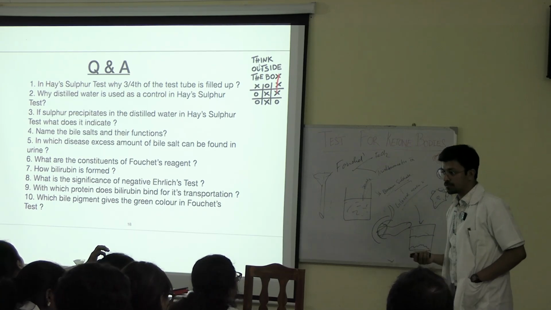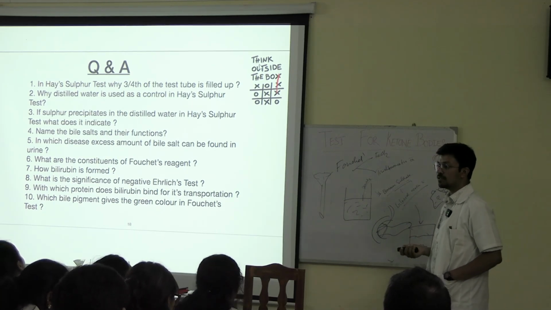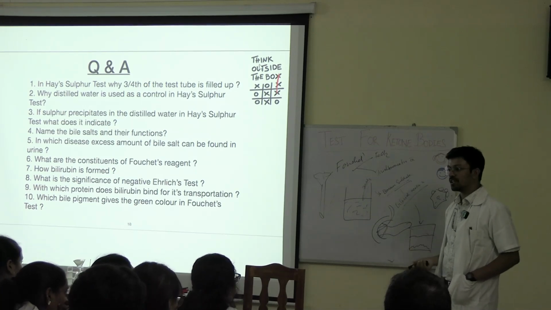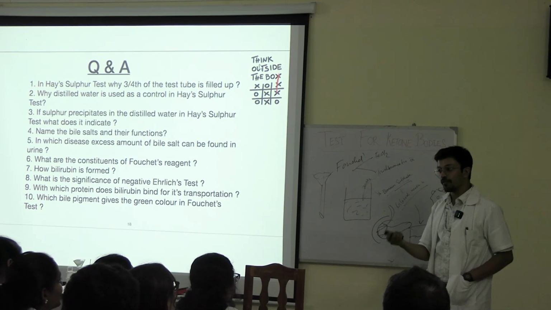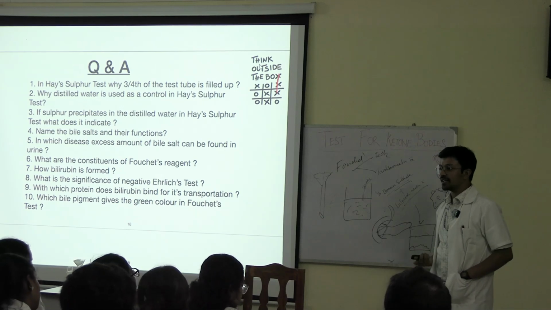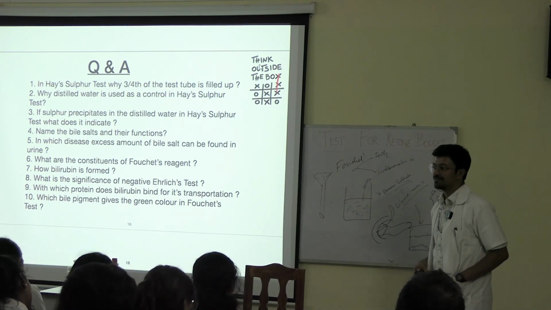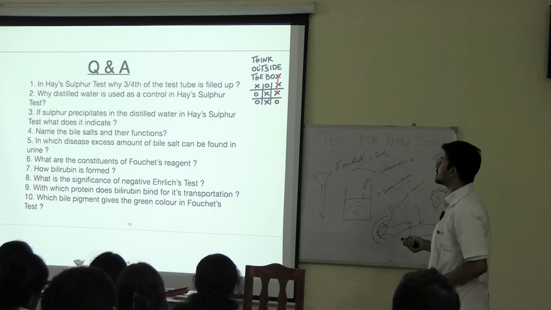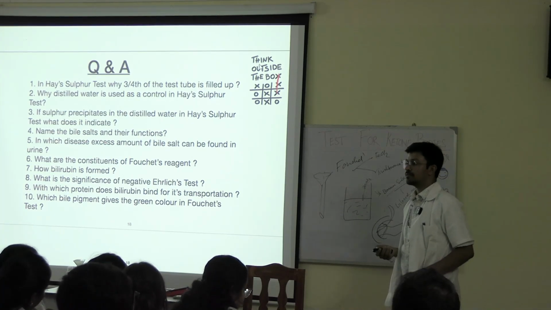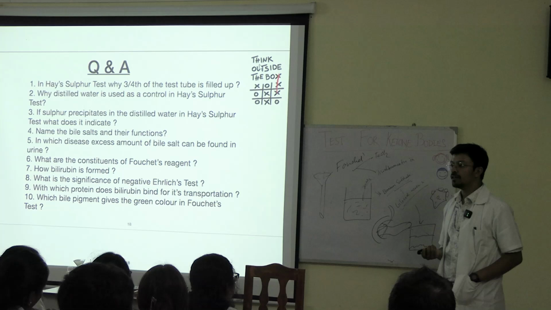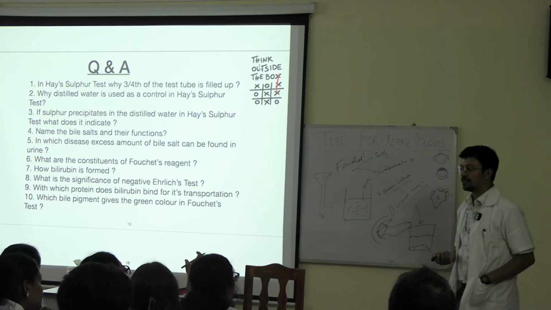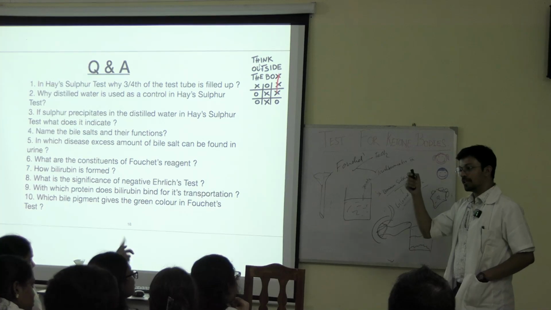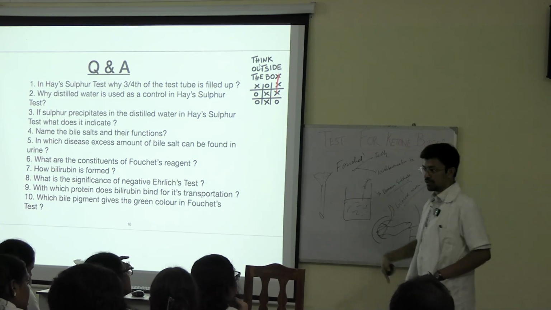Sodium glycocholate and sodium taurocholate. And what are their functions? They reduce the surface tension. Exactly. Absorption of the fat. Now in which disease can an excess amount of bile salt be found in the urine? Obstructive jaundice. Why? Bile salts regurgitate into the liver, get into the systemic circulation, and come out in the urine.